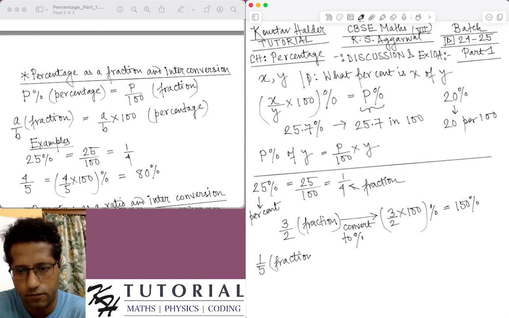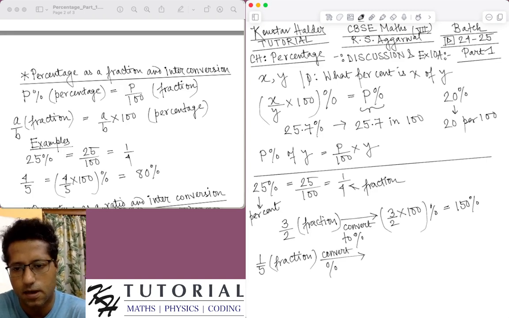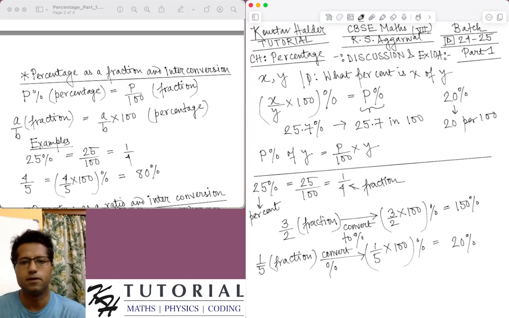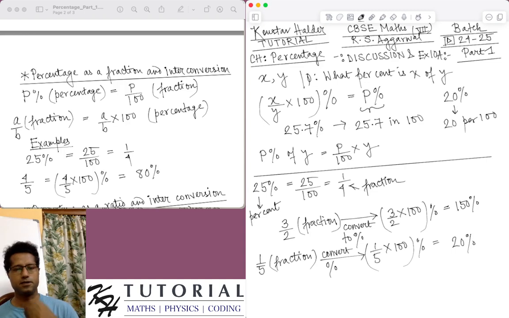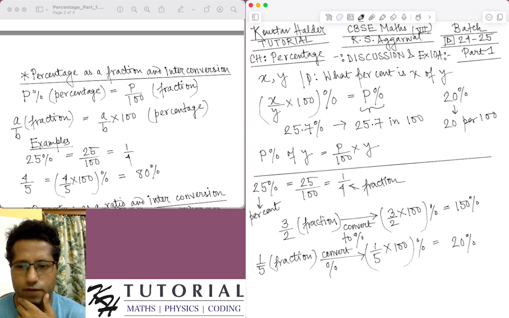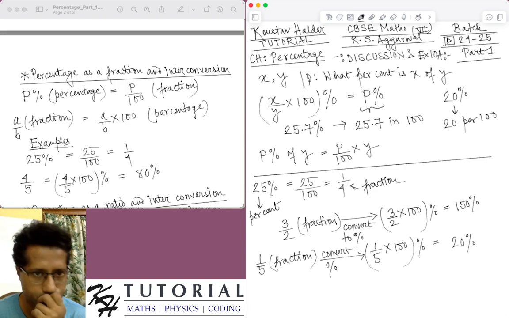This is a fraction. If I want to convert this to a percentage, I will multiply the fraction with 100. This will be p, and add the percentage symbol. Now this is equal to 20%. Okay, so this was how we convert a fraction to a percentage.